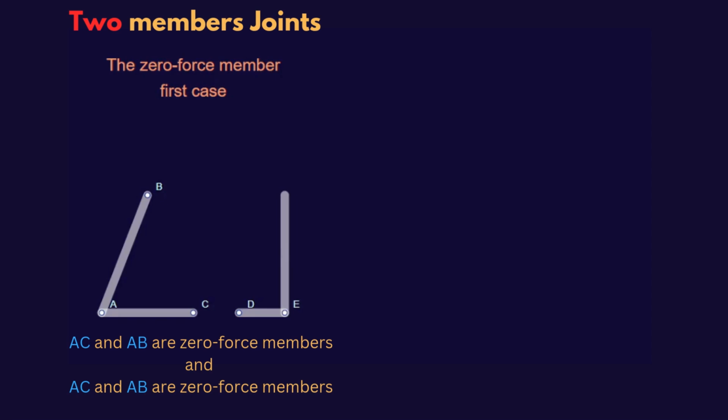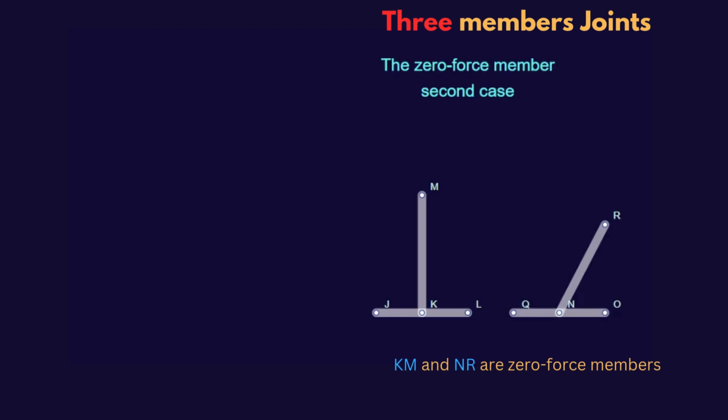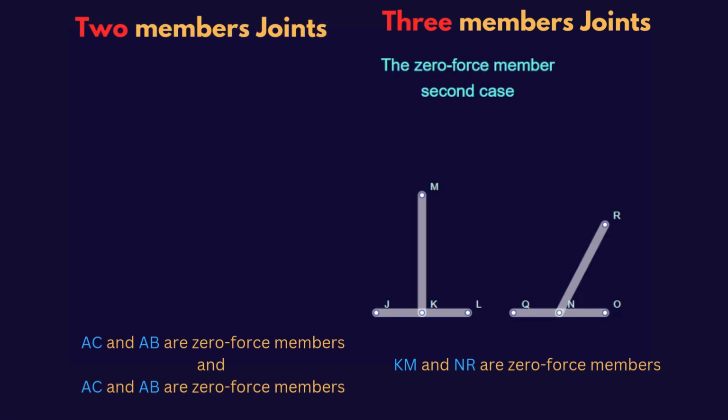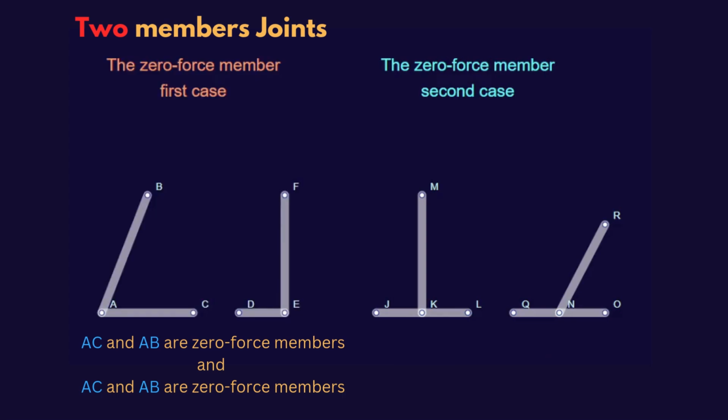Two-member joint: if there are only two members connected at the joint, both members are zero-force members. Three-member joint: if three members are connected at the joint and two of them are collinear, the third member must be a zero-force member. Additionally, the forces in the collinear members must be equal in magnitude but opposite in direction. Here are the two cases for zero-force members.